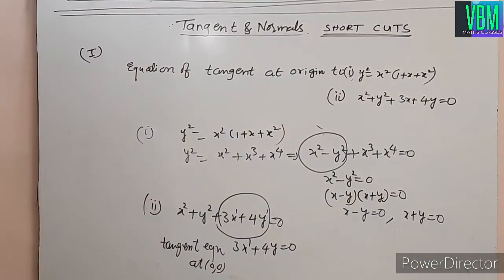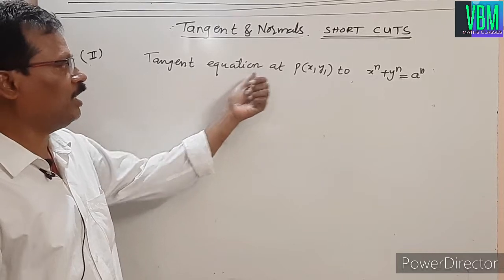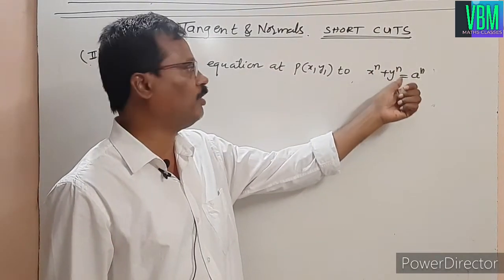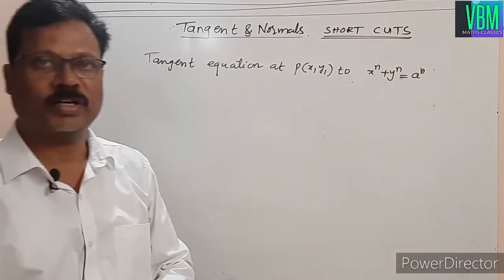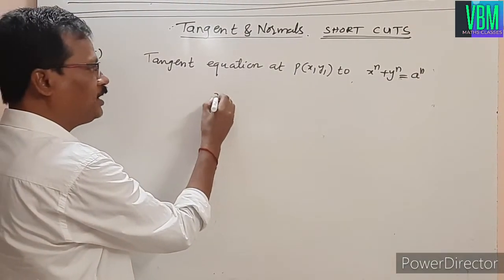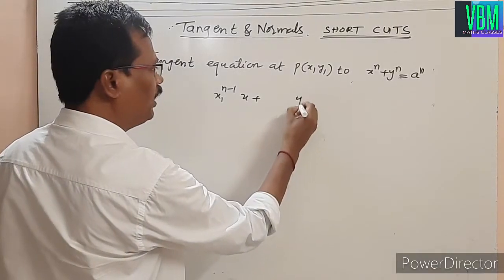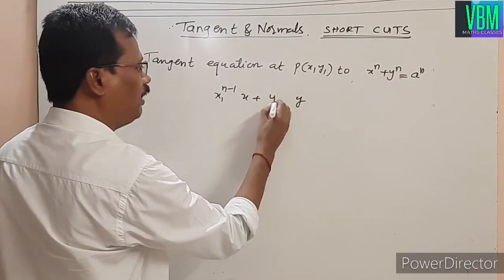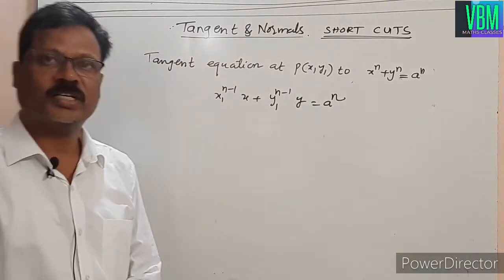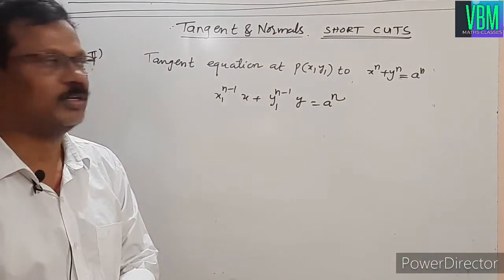Okay. See the second shortcut. Now the tangent equation at P(x1, y1) to x to the power of n plus y to the power of n is equal to a to the power of n. The tangent equation we write: in that one x is separated as x1, and in this one y is separated, and the remaining is y1 power n minus 1, is equal to a to the power of n. This is a tangent equation for any curve at the point (x1, y1).